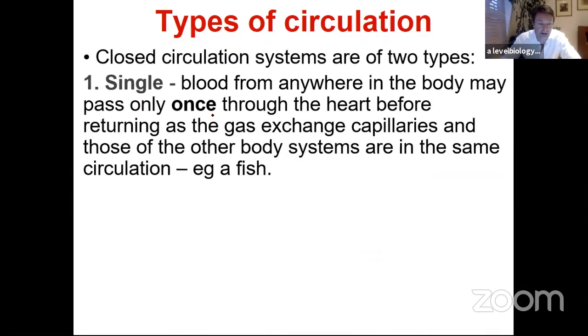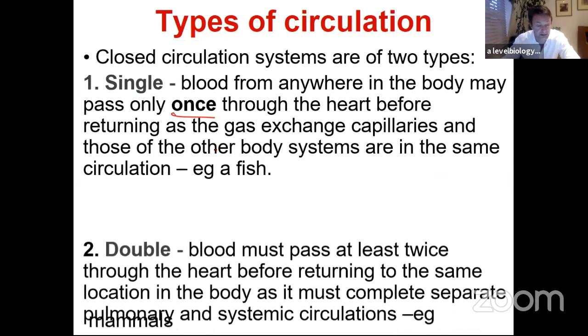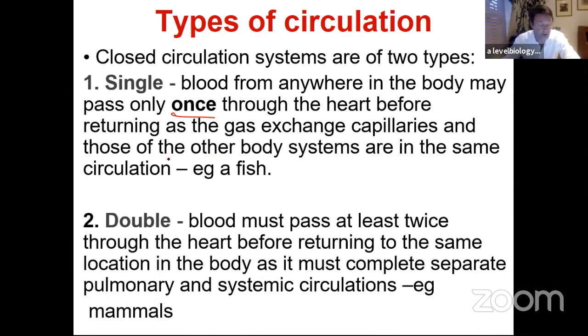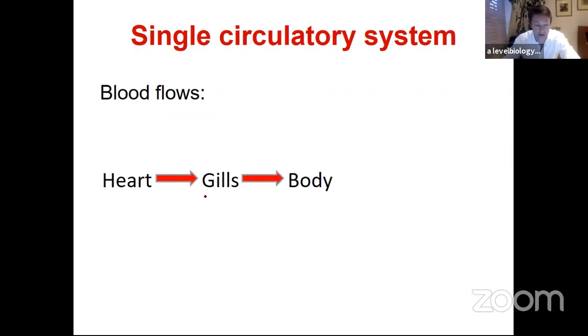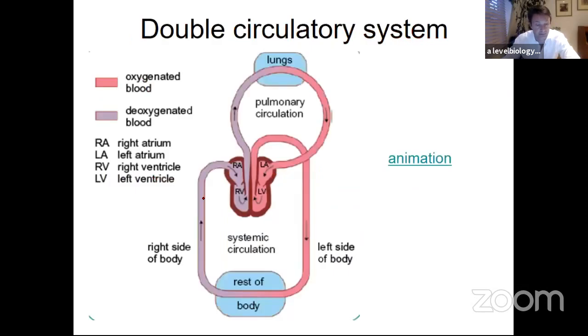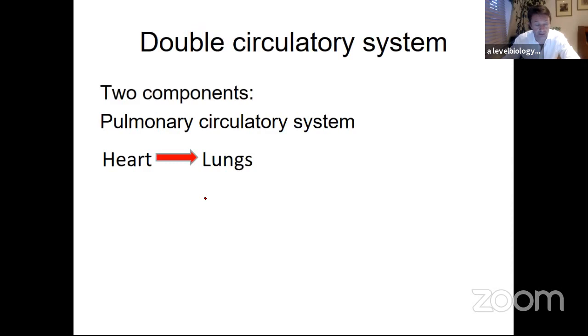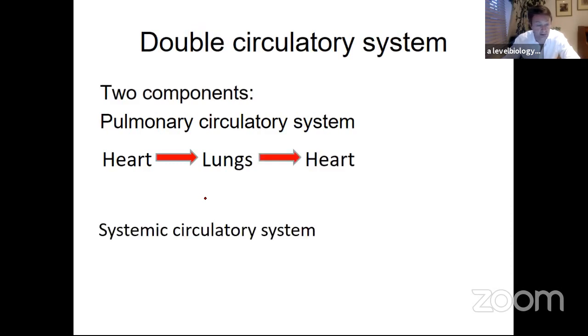So single circulatory, blood goes only once through the heart and then to the gas exchange. Double circulatory system, it goes through the heart twice before returning to the same location of the body, because it has to go through the pulmonary and the systemic circulatory systems. So single circulatory: heart, gills, body, heart. And a double circulatory system has got the pulmonary, which goes heart, lungs, heart, and a systemic, which goes heart, body, heart. Join the two together and we've got the double circulatory system.